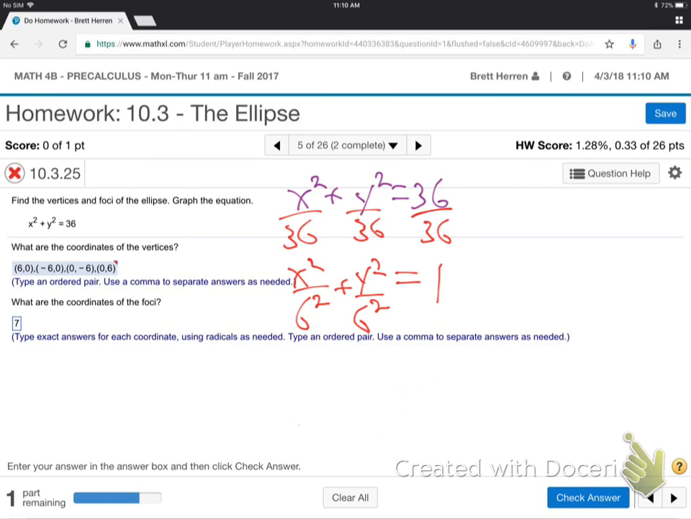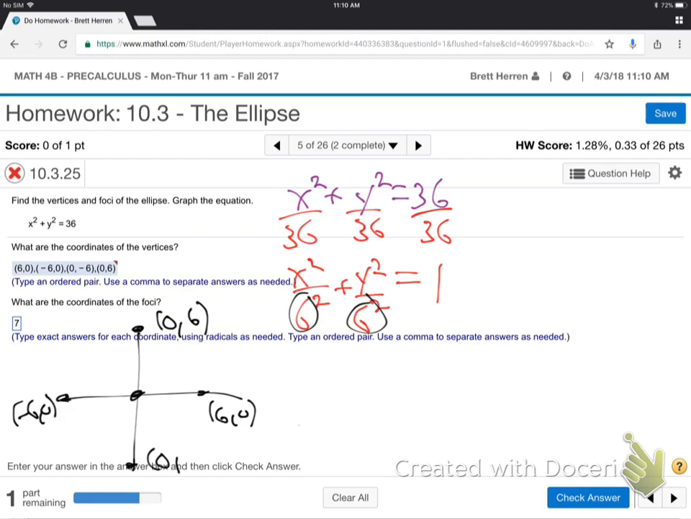So now we can graph it. So when we go to graph it, center's at 0, 0. And then whatever's underneath x, that's right, left. So I go right 6, left 6. This is 6, 0, minus 6, 0. And then whatever's underneath y, that's how far to the edge, up, down. So that's over 0, up 6, over 0, down 6. And so then I draw my egg shape, but it's a perfect egg shape.